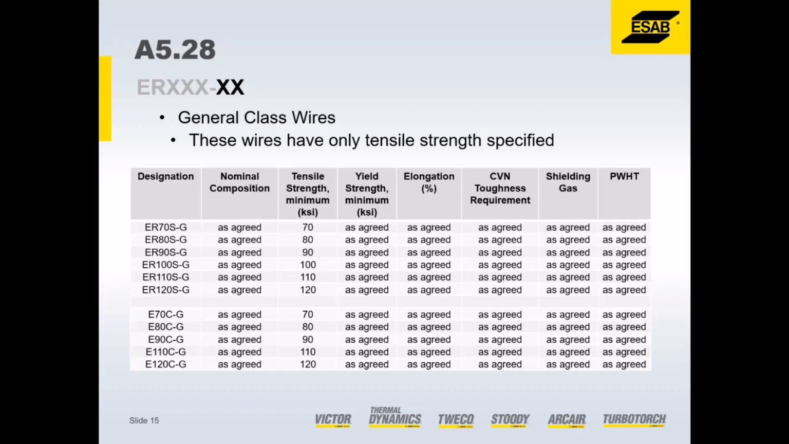As I mentioned a couple times now, the G classification is all agreed upon between purchaser and supplier. So other than the minimum tensile strength that's shown in the classification, any impact requirements, any composition requirements are all on your own personal specification. So you can write your own specification, and we would produce the wire to meet those requirements. So again, be very careful when you see G that you make sure you're getting the product that you need.